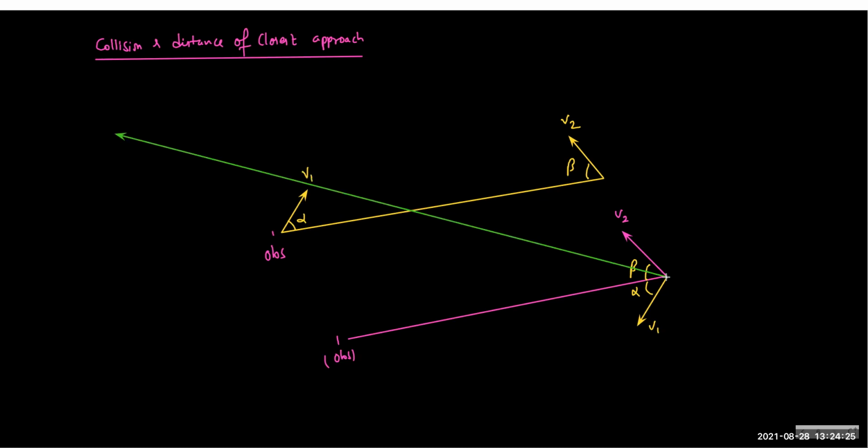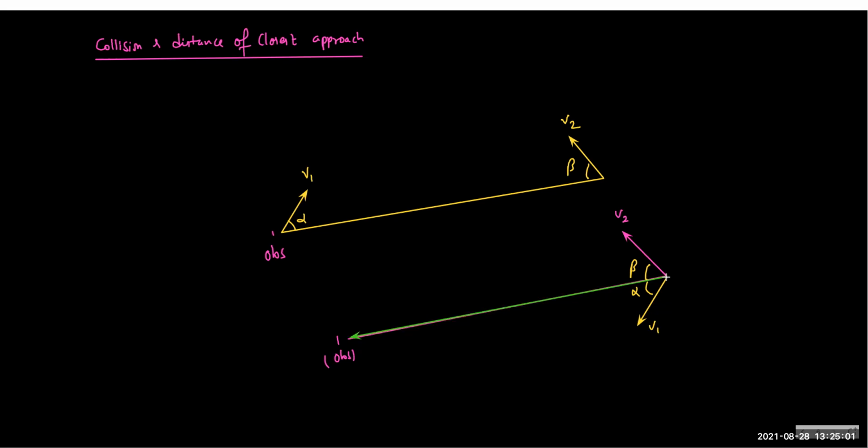So will it hit the observer one? The answer is no. If V2 and V1 have this resultant, will it hit the observer one? No. So to hit the observer one, what is the only way? The resultant must be along this direction. That is the idea, right? The idea of collision is simple. The resultant vector of V2 and V1 must be along the line joining the particles.